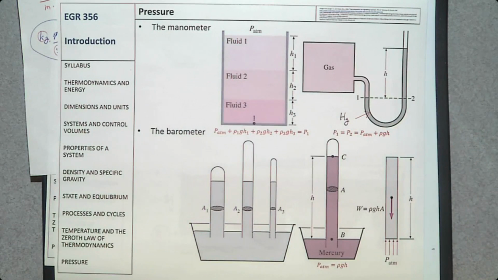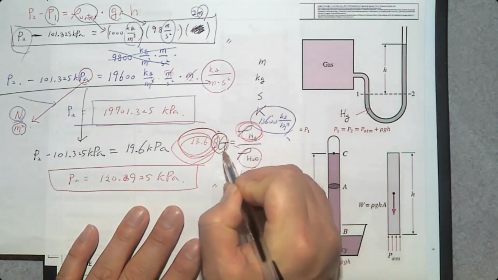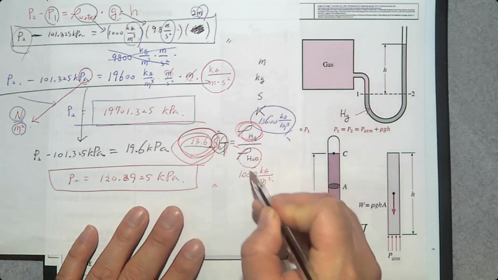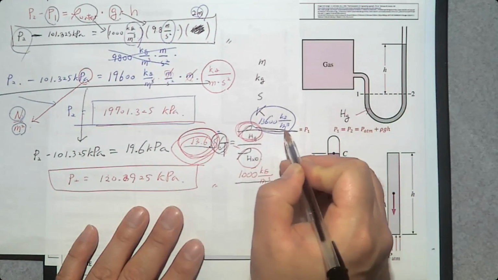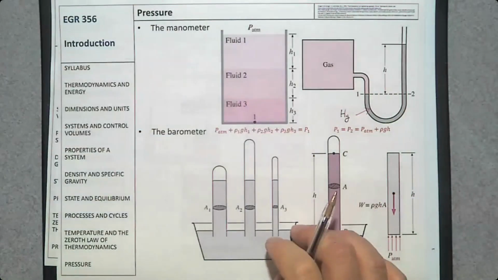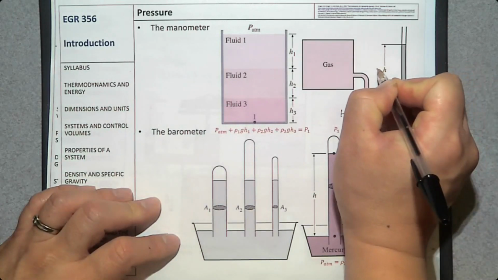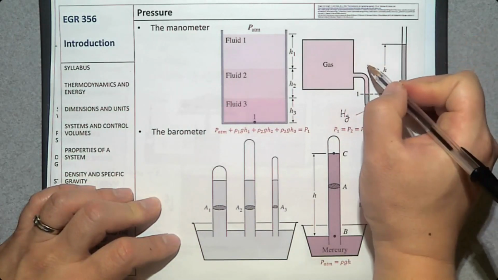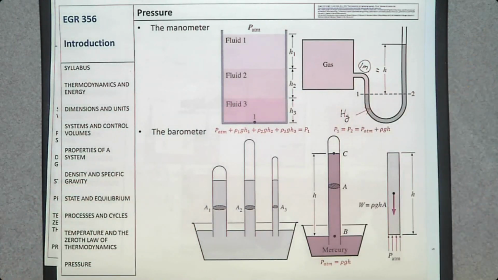We know the density of mercury, right? The specific gravity of mercury is 13.6 multiplied by 1,000 kilogram per cubic meter. Mercury density is going to be 13,600. Then we need to know the H, the height. Let's assume maybe 1 meter. Then you can determine the pressure of this unknown gas.